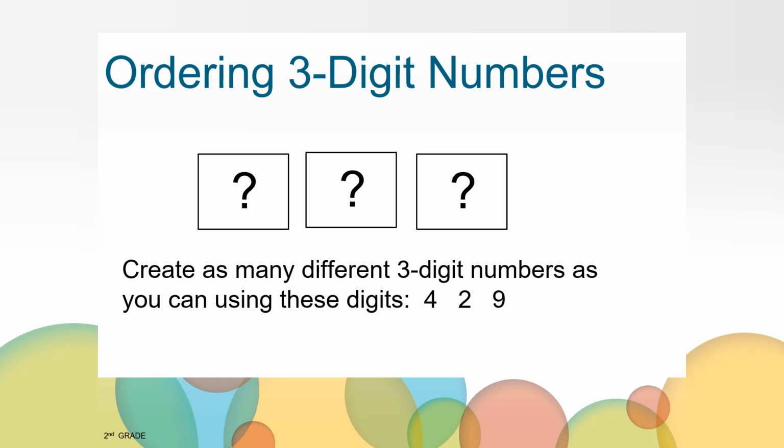Now we are going to look at ordering three-digit numbers. Once you know how to compare numbers, you can use that idea to put numbers in order from least to greatest or greatest to least.